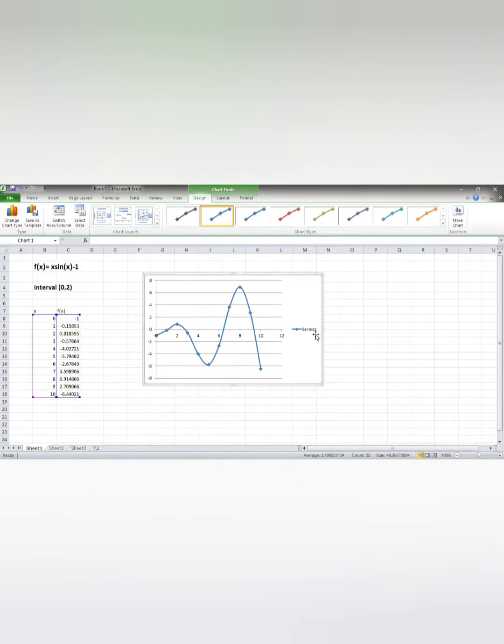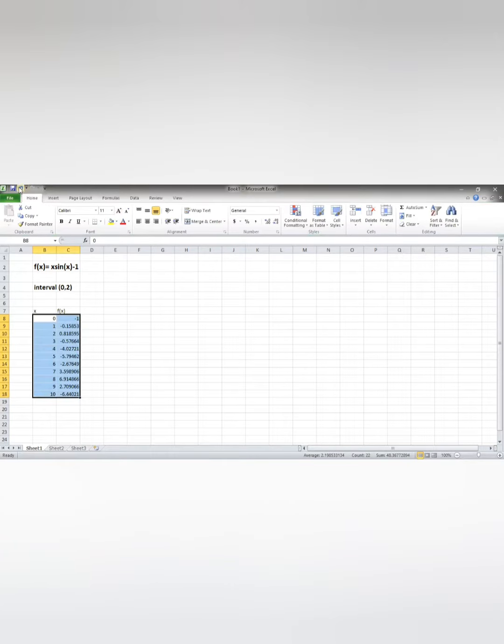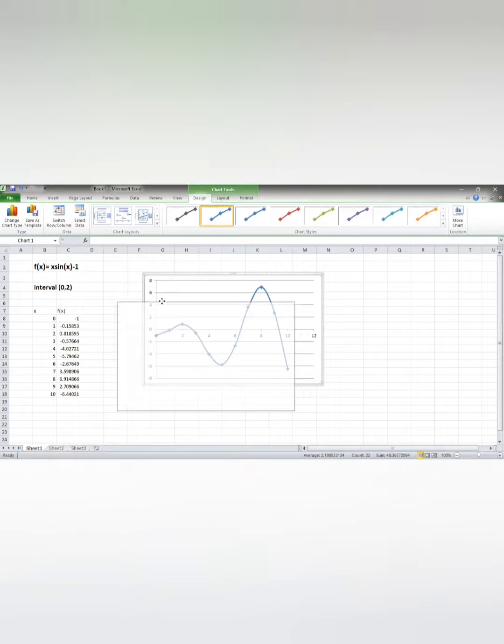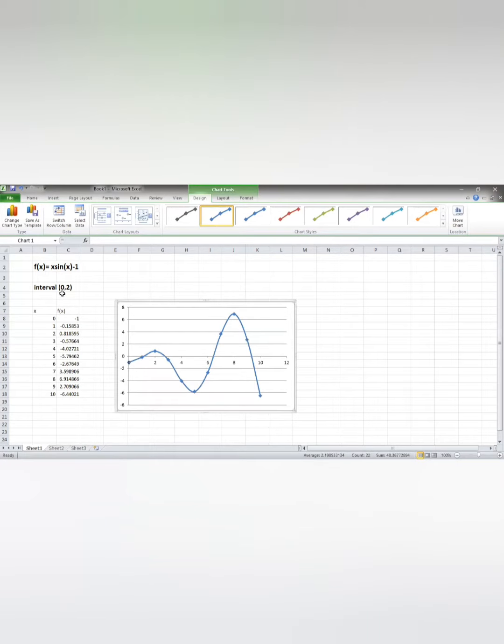Okay, so this is what the function looks like. As you can see, from 0 to 10, you have 4 roots in this interval from 0 to 10. So we have 4 roots. But in this problem, we are going to evaluate 0 to 2.